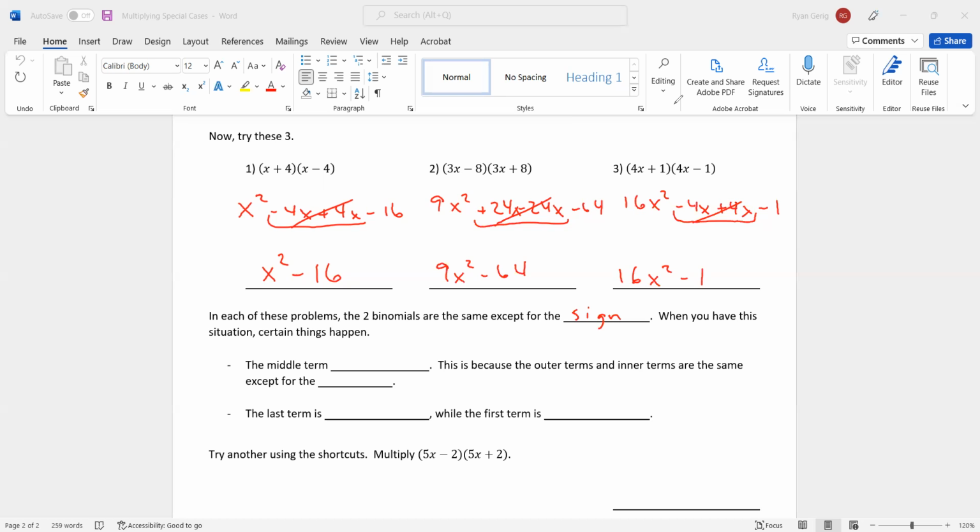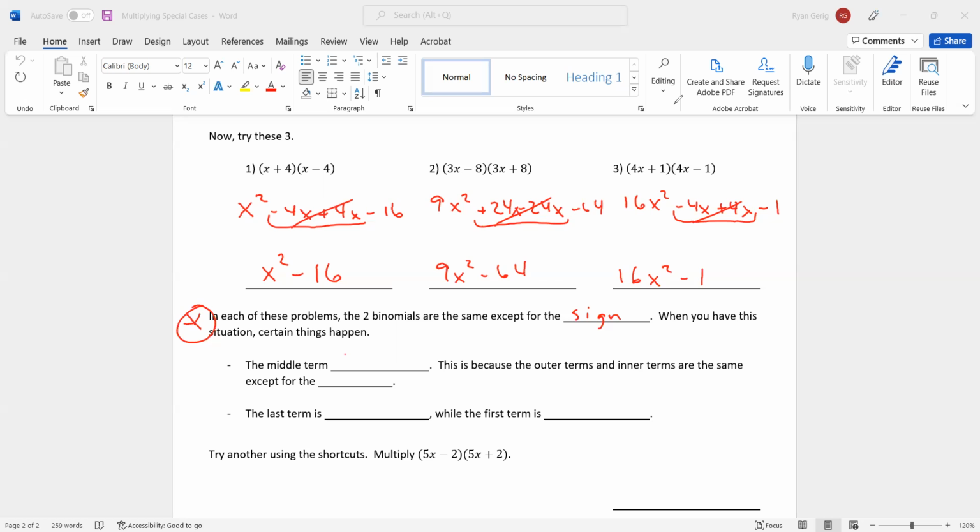When you have this situation, certain things happen. Before I tell you what happens, or you might already even see it, I want to make sure you understand this is important. You have to be able to identify the special case before you can use the shortcuts. If you don't even recognize it, the shortcuts don't mean anything. Okay, so if you see, oh, look, those are the exact same except for the sign, you've got this special case. All right, what happens?